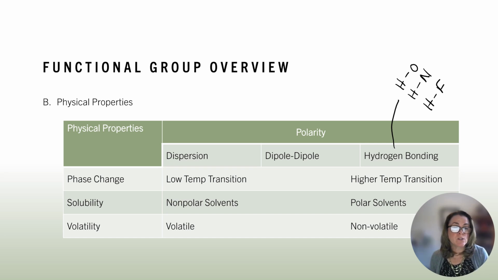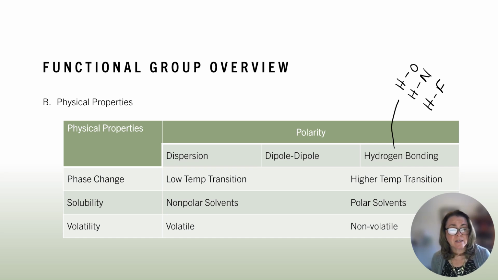When we are looking at solubility, that rule, like dissolves like, right? So nonpolar substances will dissolve in nonpolar solvents. So if something only has dispersion forces and is nonpolar, it will only dissolve in nonpolar solvents and will not dissolve in polar solvents like water. When we start to talk about compounds that contain dipole-dipole interactions and hydrogen bonding, these substances are going to be more likely to dissolve in polar solvents like water and not be dissolvable in nonpolar solvents.